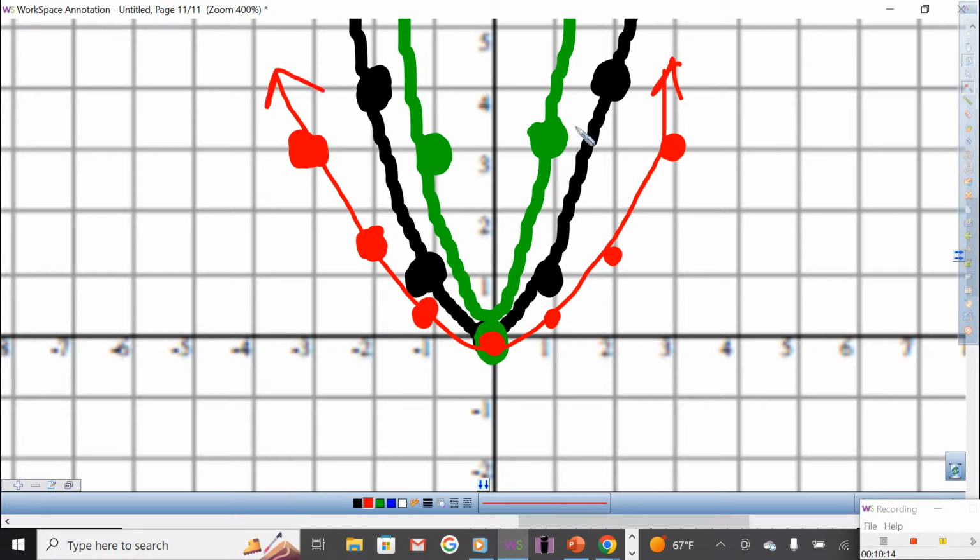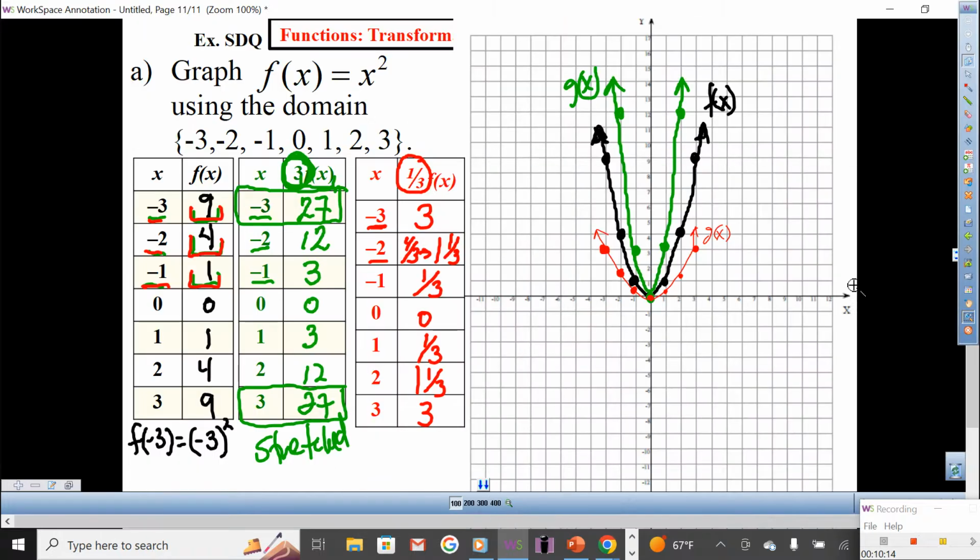And label this g of x. All right. You had your prediction. Did it do what you thought it was going to do? Yeah, some of us saw it. Okay.